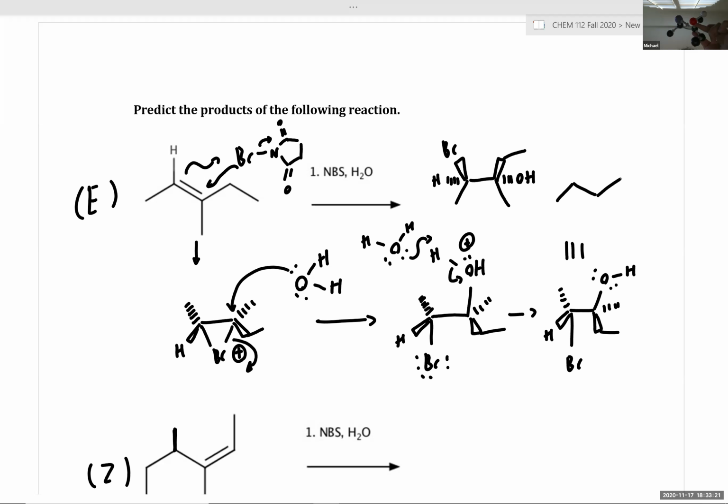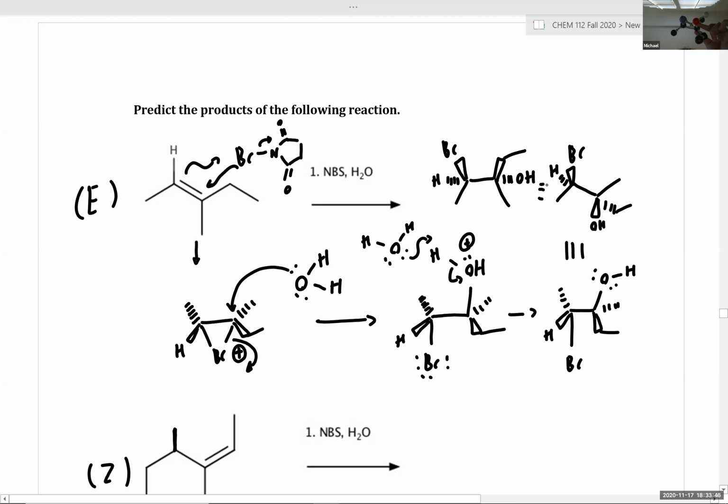So starting on the left, what's pointing towards us? Bromine, yep. So we'll give the bromine. Okay, what about this alcohol? Is that pointing towards or away from us? Towards, yep. And then the ethyl group is pointing away from us.